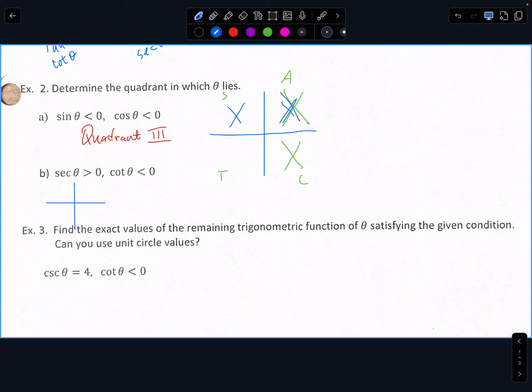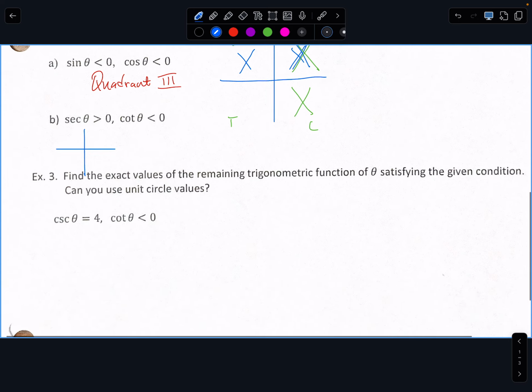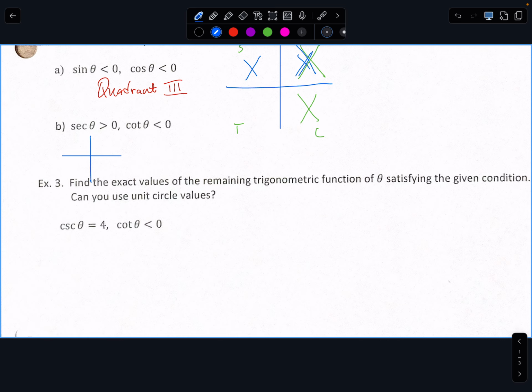All right, so for secant, secant is the reciprocal of cosine. So secant has the same signage. It's positive and negative in the same quadrants that cosine is. And cosine is positive in quadrants 1 and 4 because that's where x is positive. And so cosine would be negative in 2 and 3, so you eliminate 2 and 3. So it's got to be either quadrant 1 or quadrant 4.